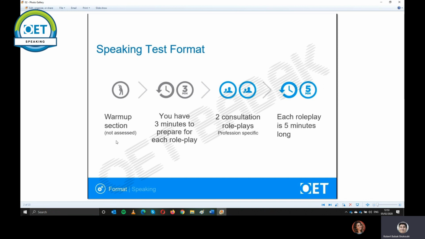Then you will have 3 minutes to prepare for a role play. So you will be given a card and you go through that for 3 minutes. You can take notes if you want. And then you have a consultation, and that consultation is 5 minutes. And this repeats once more. So basically, you have two role plays, and you have 3 minutes to prepare for each one. Okay?